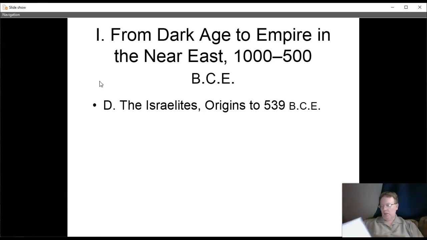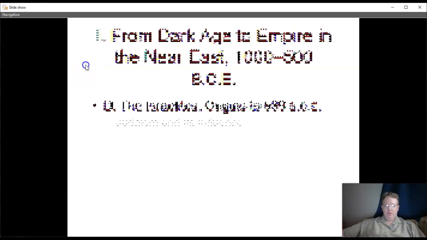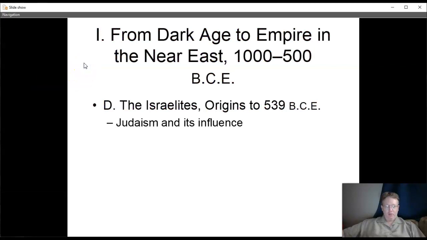So, we'll start here with the Israelites, Hebrews, Jewish population, origins to 539 BCE. The Israelites developed a monotheistic religion, the first one in the world, probably somewhere around the mid-second millennium, the 1300s, 1400s, 1500s BCE. First one in the world, belief in just one God.